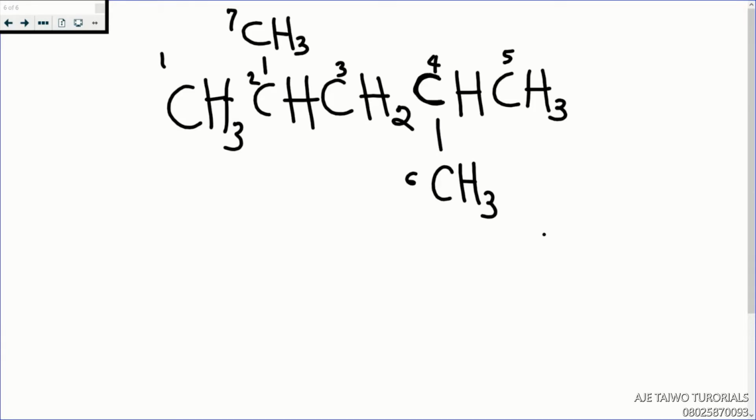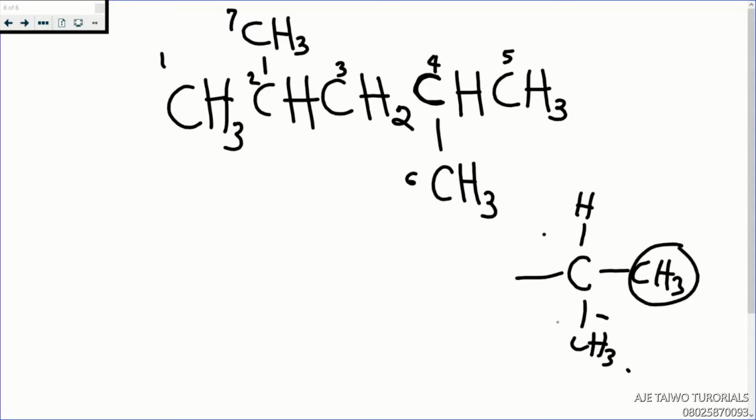Carbon number 4 here has hydrogen here, it has CH3 here, it has CH3 here, and it has the other groups on this side. These 2 are the same already. They are not different. So that means it cannot be a chiral center. Because there's CH3 here and there's CH3 here, it's not chiral, it's achiral. This is not a chiral center molecule. So there is no chiral center carbon atom here.